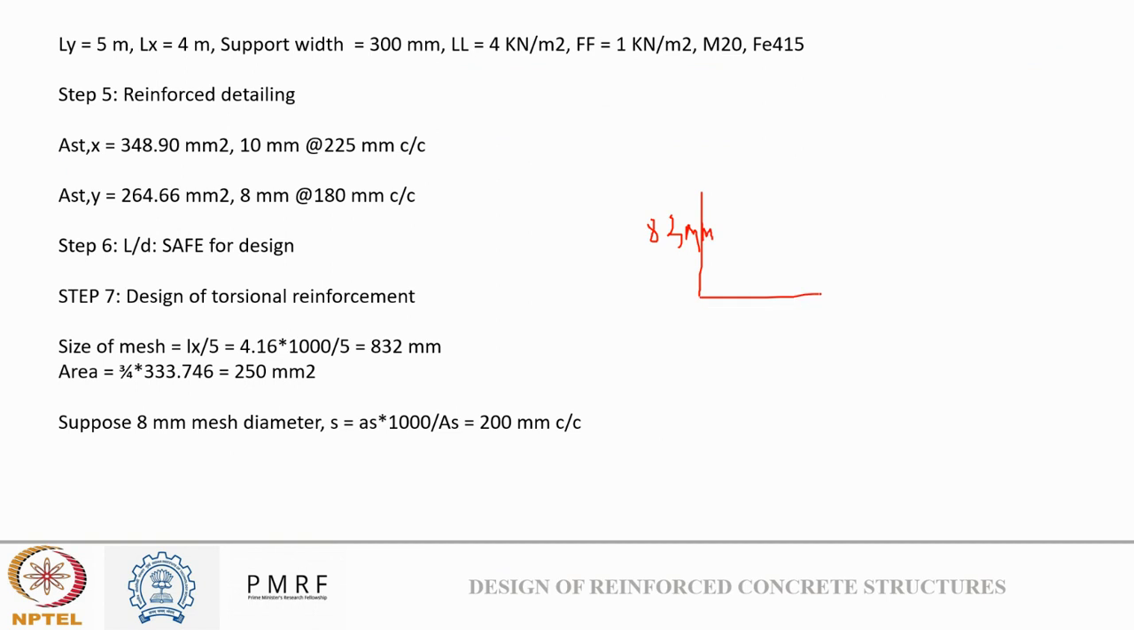Okay, along the y direction, my length of mesh is 832 mm, and I'm providing 250 mm rebars at a center to center distance of 200. So this is how you will provide the mesh at the corners. Okay, so this distance is 200. This is 8 mm diameter rebar, and it will run till 832 mm from the support.